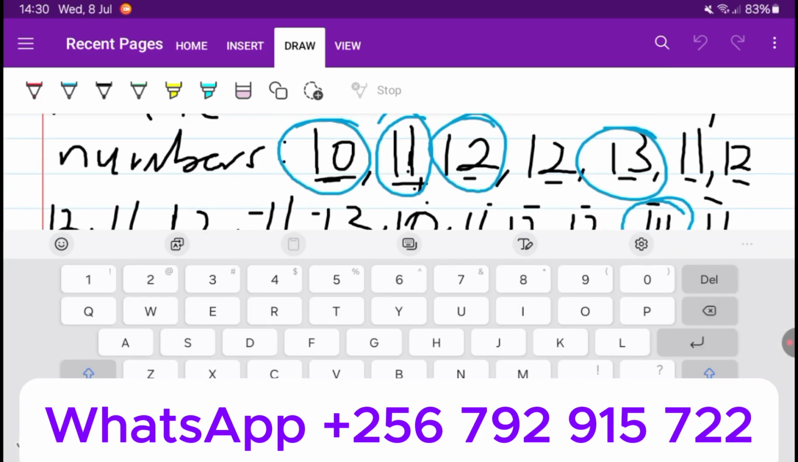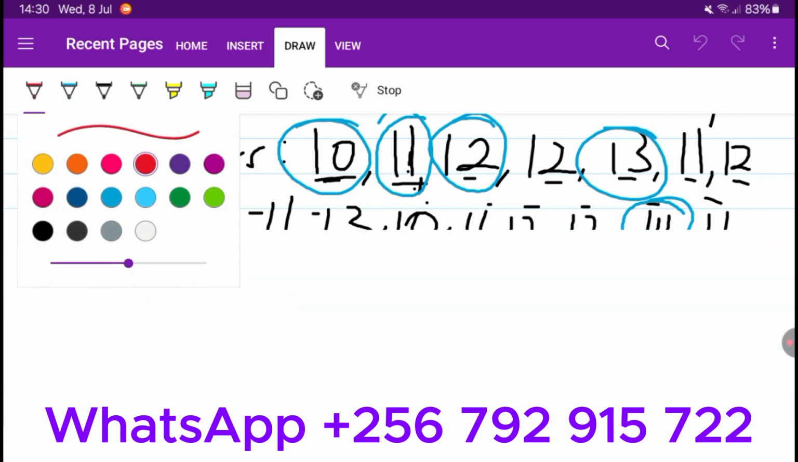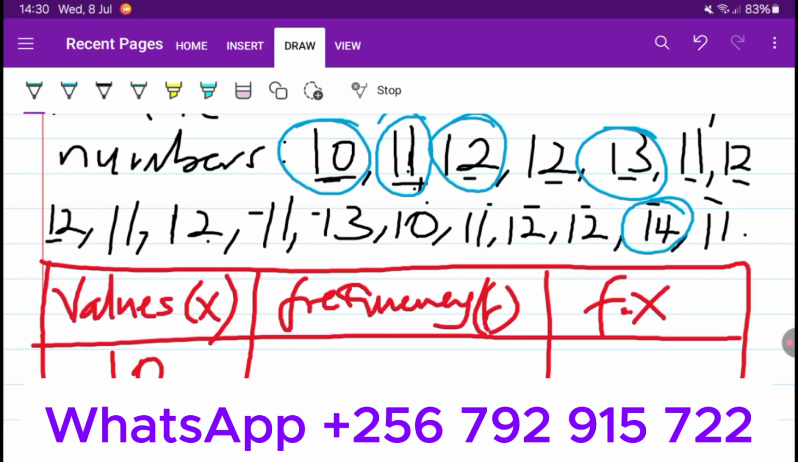We are looking at these values, and I'm going to be crossing some of them. We have a 10. That is the first 10. This is the second 10. So 10 repeats itself twice, so it will be a 2. Then I go to another value, which is 11.